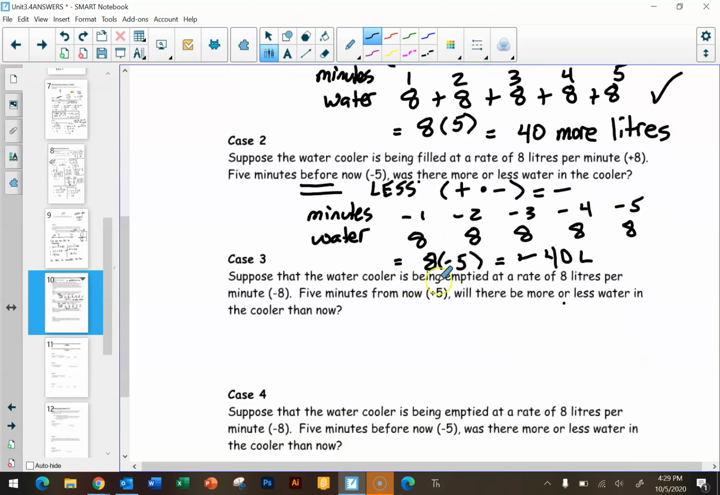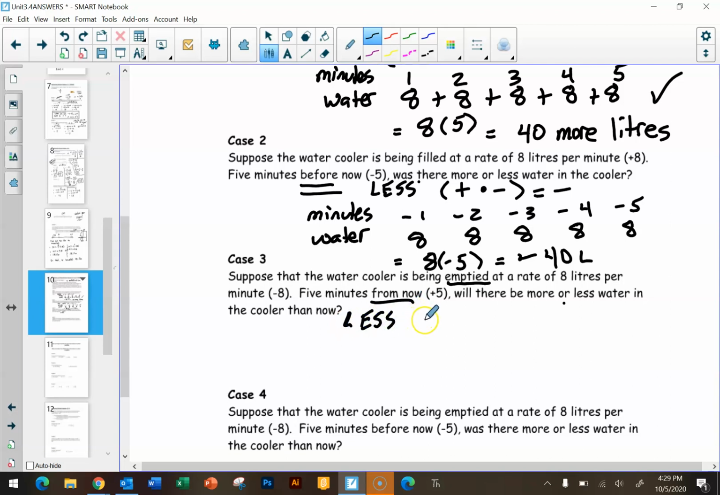Go on to the next one. Let's suppose a water cooler is being emptied. So now it's being emptied at a rate of 8 liters per minute. So just picture the bottom of the water cooler and the water's all flowing out. 5 minutes from now, so that's going to be positive time, is there going to be more or less water in the cooler? Now, I think we can just imagine a full water cooler and then water draining out, and then 5 minutes in the future, there has to be less water in there. That's just logical, right? If water's flowing out of the thing.